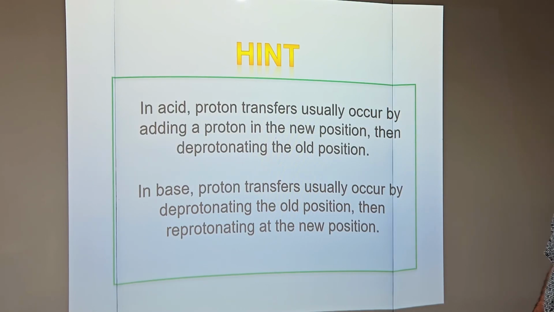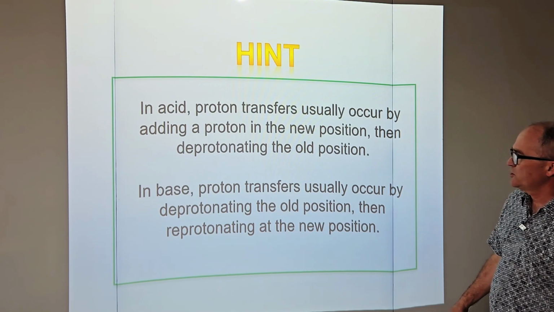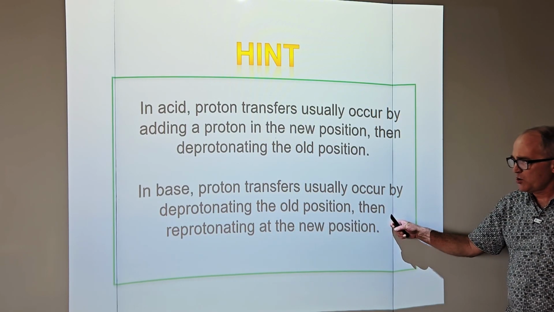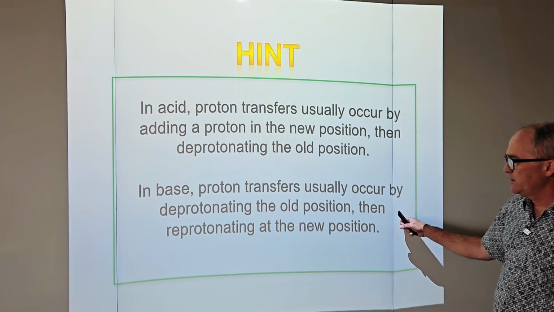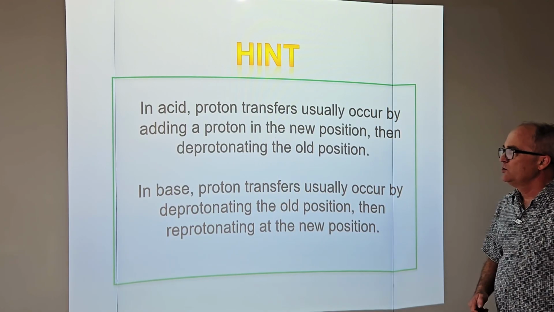In acid, proton transfer usually occurs by adding a proton in the new position, then deprotonating the old position. In base, proton transfer usually occurs by deprotonating the old position, then reprotonating at the new position.